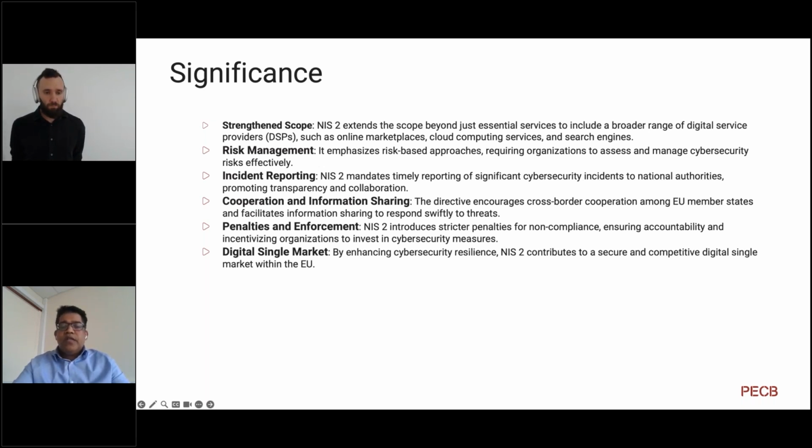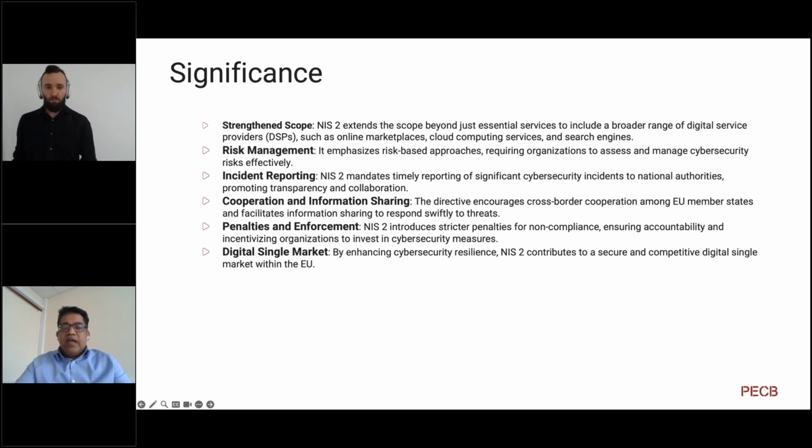In terms of cooperation and information sharing, the directive encourages cross-border cooperation amongst EU member states and facilitates sharing information swiftly. Another important element that I wanted to share is that there's an intention to improve the cooperation of the EU member states regarding cyber incidents and threats. So what they've done is they've created ENISA, an entity which established the European Vulnerability Disclosure Database to facilitate knowledge sharing amongst the member states. So that's a great achievement that they'll have.